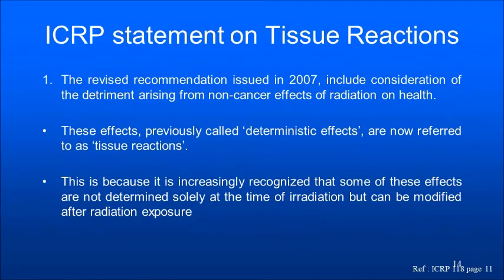ICRP issued a statement in its publication 118, in which it discussed tissue reactions. The revised recommendations issued in 2007 include consideration of the detriment arising from non-cancer effects of radiation on health. These effects, originally called deterministic effects, are now called tissue reactions. The reason for this is that it is increasingly recognized that some of these effects are not determined at the time of radiation but can be modified after radiation exposure.